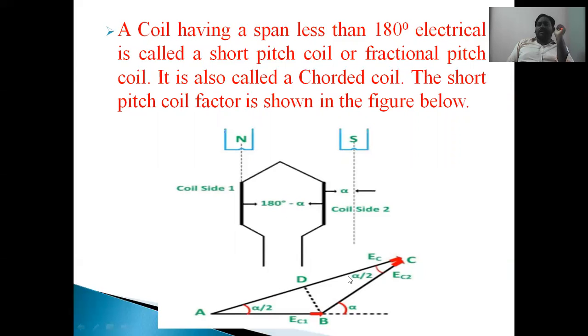Here we are not considering phases R, Y, B, not output phases. It is phasors, that means the voltage phasor of that particular coil. In coil side one a voltage is induced, and in coil side two another voltage is induced. That's why those two voltage phasors are in different phases, with a phase difference of 180 minus alpha. With this phase difference, the resultant between them is EC, represented with the vector AC.